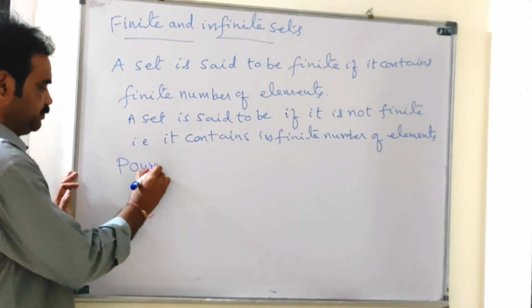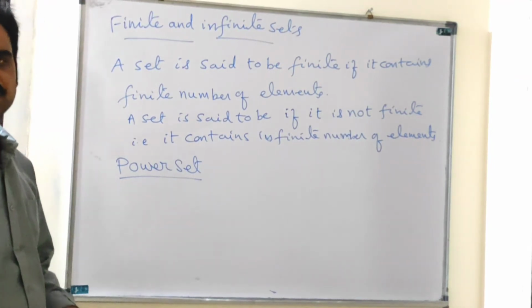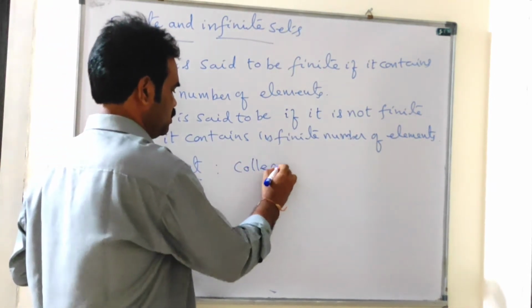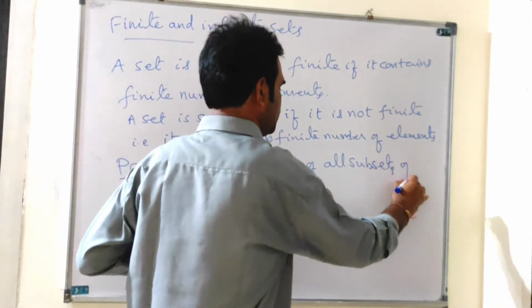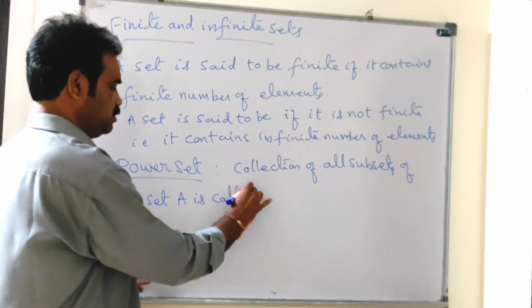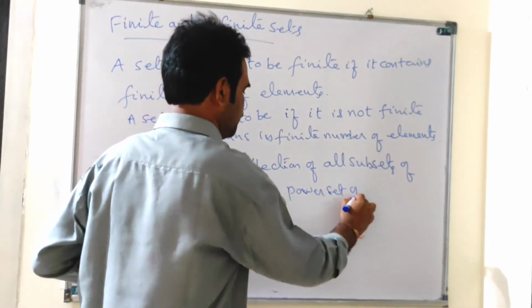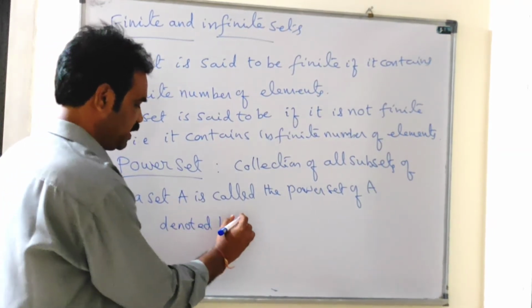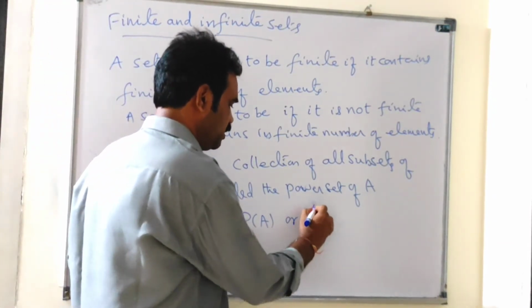Next, power set. The collection of all subsets of a set A is called the power set of A, and is denoted by P of A, power set of A, or 2 power A.